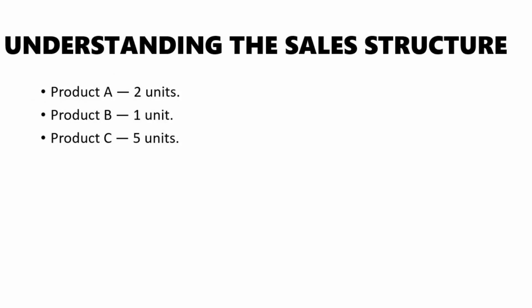Let's now go on to understand the sales structure. Suppose a customer comes into the store and buys 3 products. They purchase product A, 2 units, product B, 1 unit, and product C, 5 units. Do we then have to create 3 separate sales transactions? No, we have one sale containing 3 different items. So we need 2 levels of information.